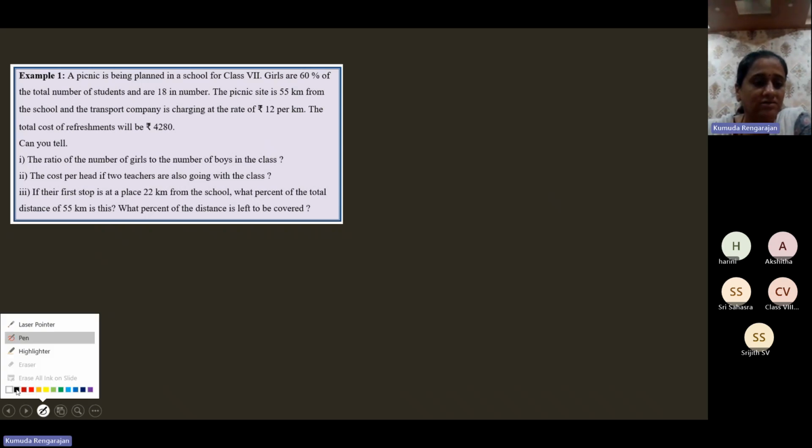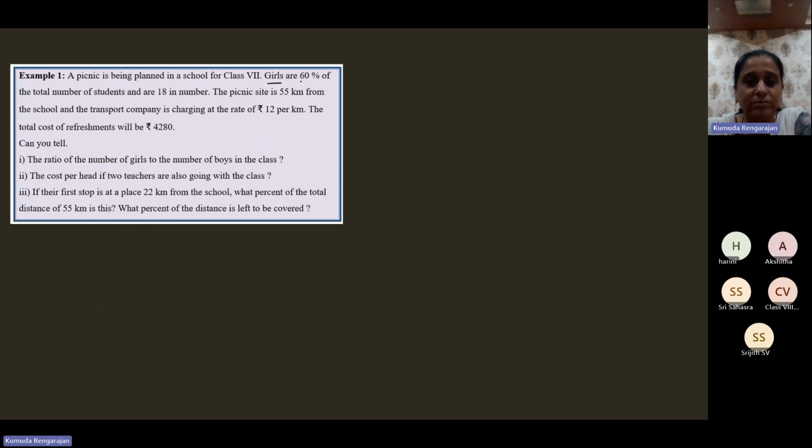So girls are 60% of the total number of students, which means boys are 40% of the total number of students. 100 minus 60, 40%. And the number of girls are 18 in number. That is, girls are given as a percentage and as a number. In percentage, girls is equal to 60% of the total class. And in number, girls are equal to 18.